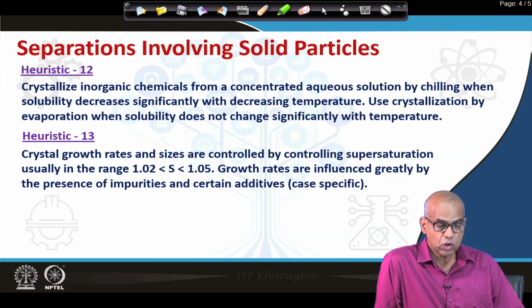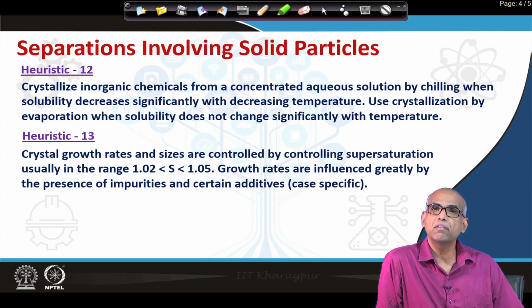Heuristic 13. Crystal growth rates and sizes are controlled by controlling supersaturation, usually in the range of 1.02 to 1.05. So, supersaturation means that in the solution excess amount of solute is dissolved than permitted by the solubility at that temperature. So, how much solute can be dissolved in a solvent at a given temperature can be obtained from the solubility data. So, beyond that, if it is dissolved, we call the solution supersaturated, and supersaturation is the practical driving force for crystallization.